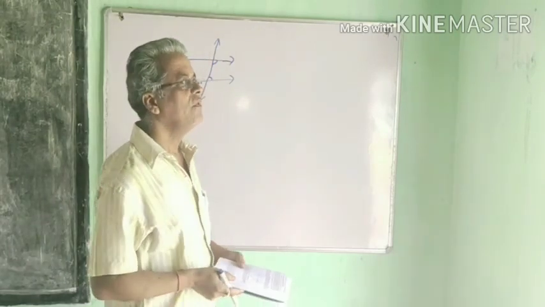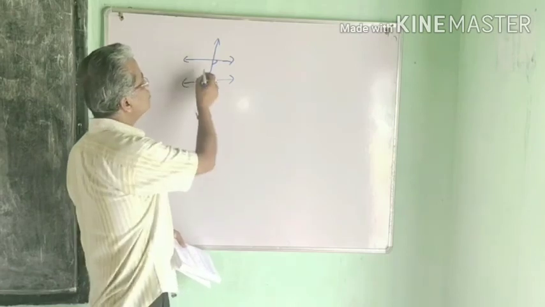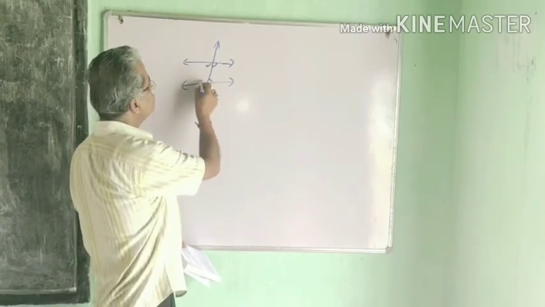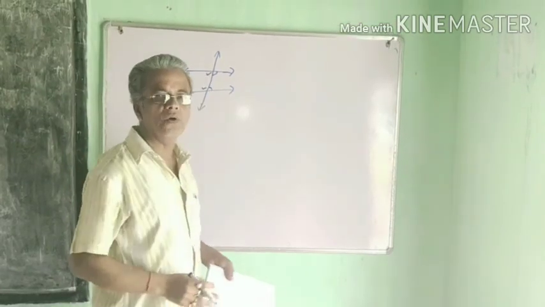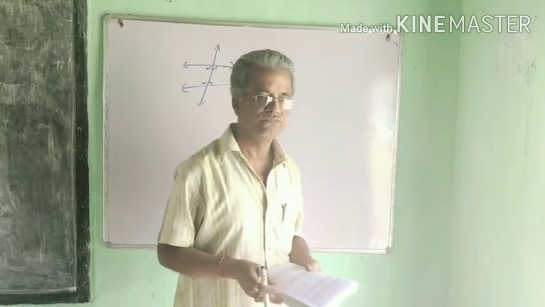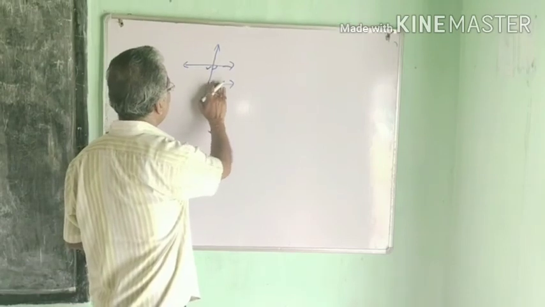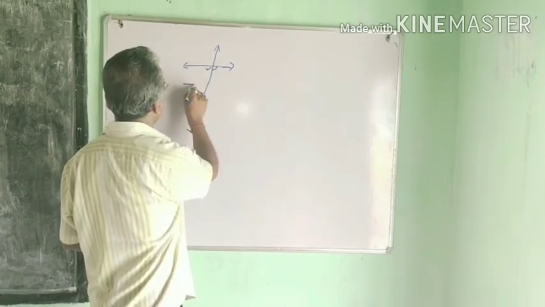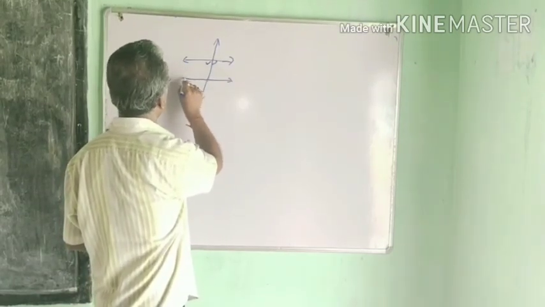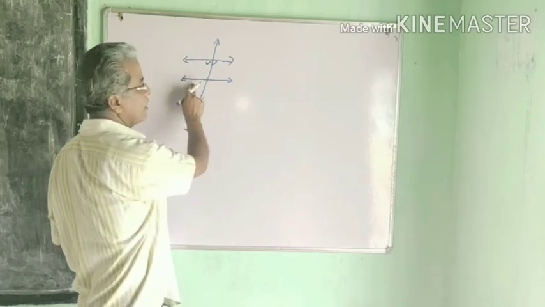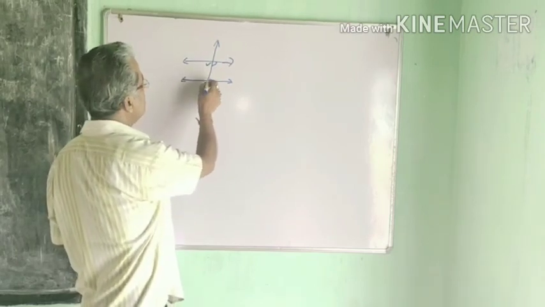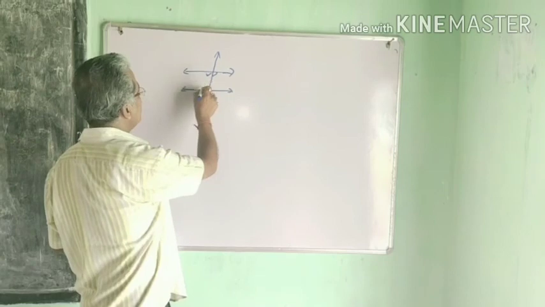then the other two angles, this one and this one, the sum will be more than 2 right angles. But if these two lines are parallel, then sum of these two will be automatically sum of these two.